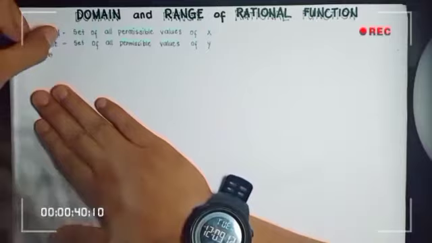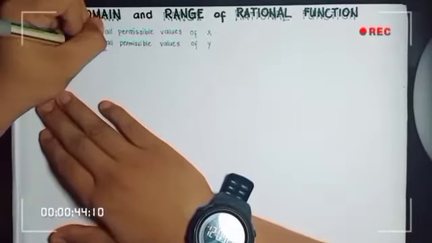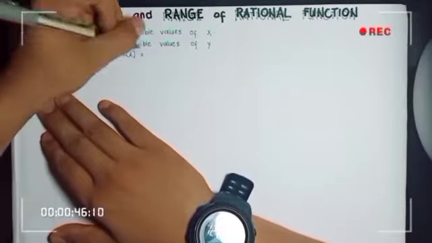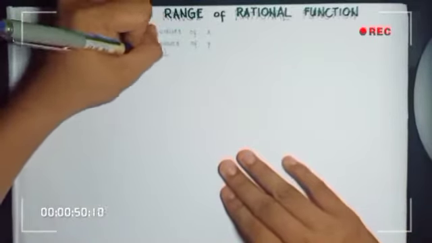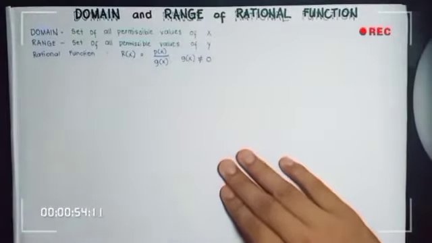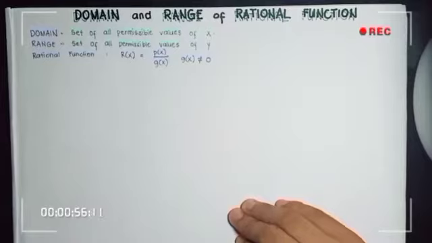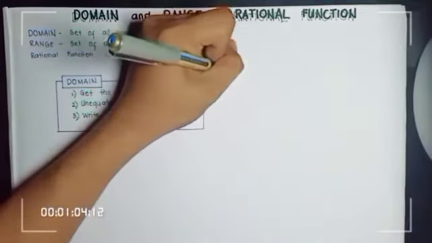And a rational function is a function defined by the ratio of two polynomial functions such that the denominator is not equal to 0, because 0 denominator is undefined. Here are the steps in finding the domain of a given rational function.